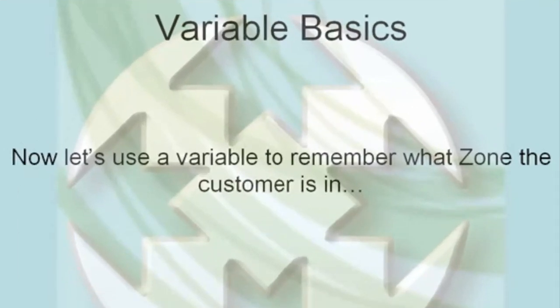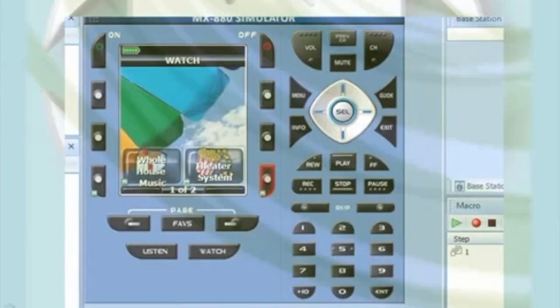Well, now that you've seen the two types of user examples, let's see how variables can make a two-zone system easier to use. This time we'll start with a main page that has two options, whole house music or theater system. We put that on the first page and again create the sources on page 2, which we hide from the customer. Now let's focus on the theater system macro.